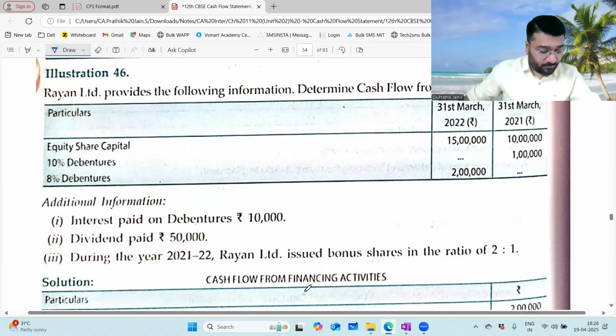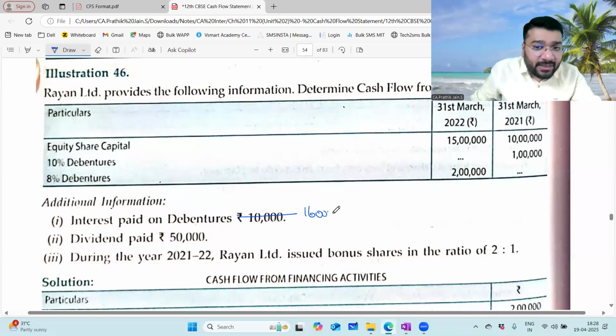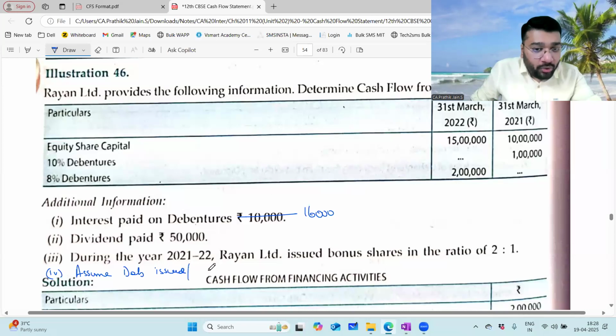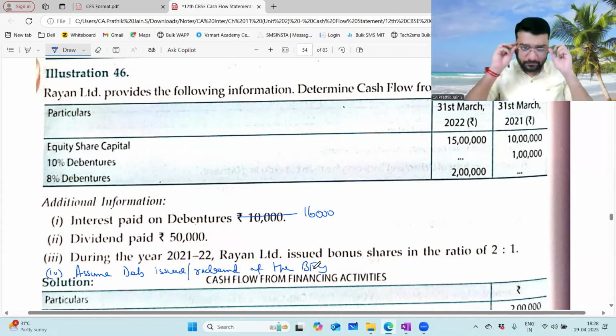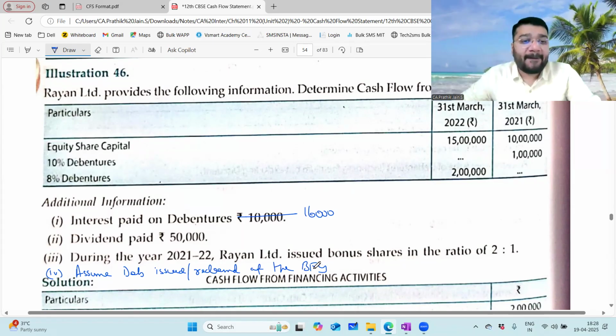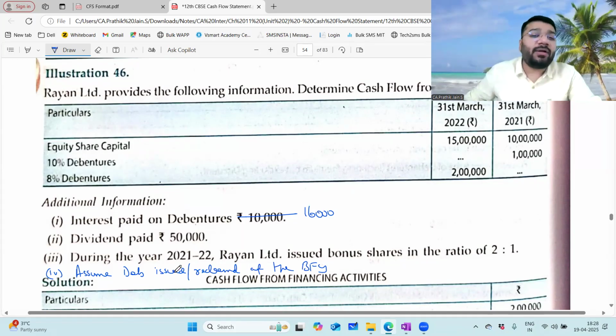Now, question 46 I'm taking, and I'm changing this question. Interest paid on debenture, instead of 10,000, I'm making 16,000. And the fourth one: assume debenture issued or redeemed at the beginning of the financial year. These two are the changes you're supposed to do. Please do it. I'm changing the interest paid from 10,000 to 16,000 and assuming debenture issued or redeemed at the beginning of the financial year. Can I go on now?